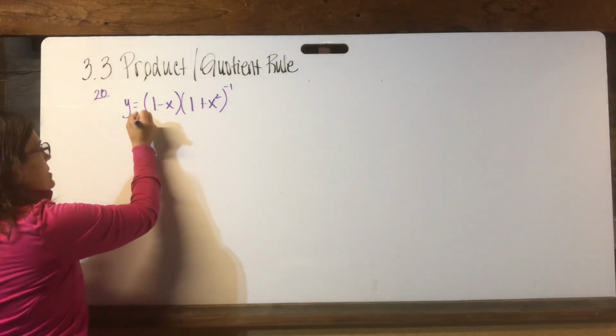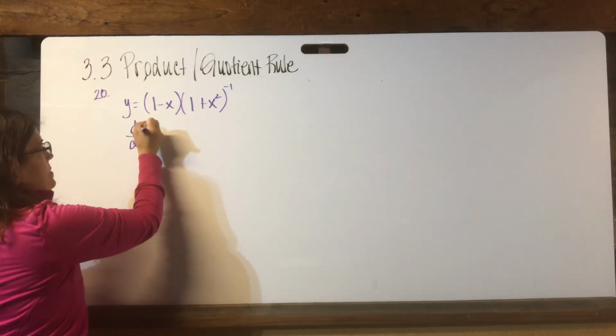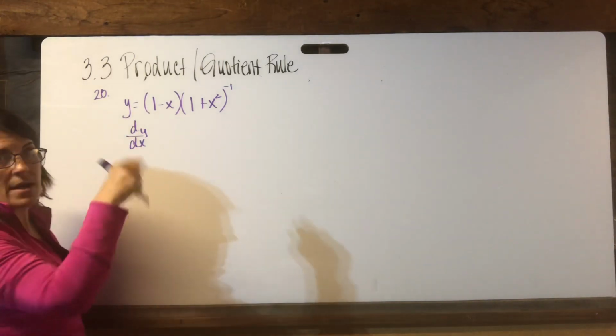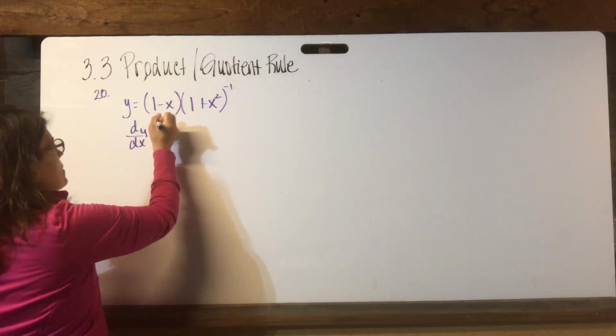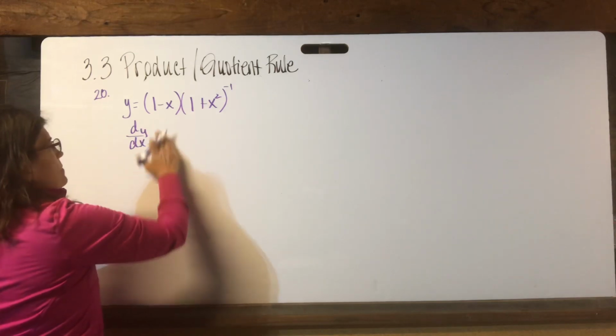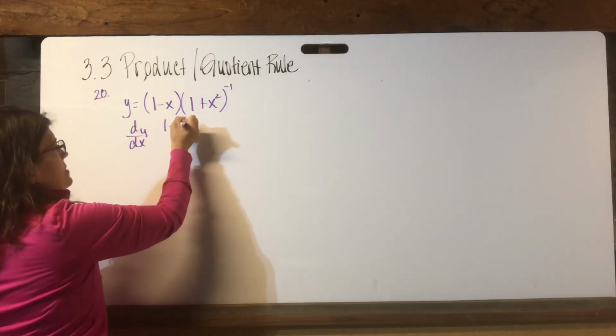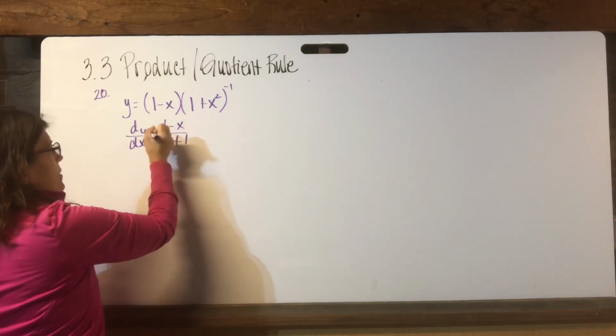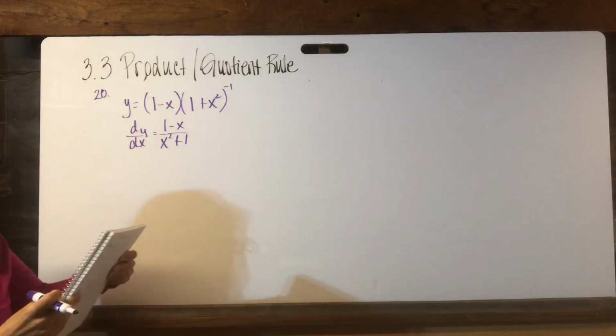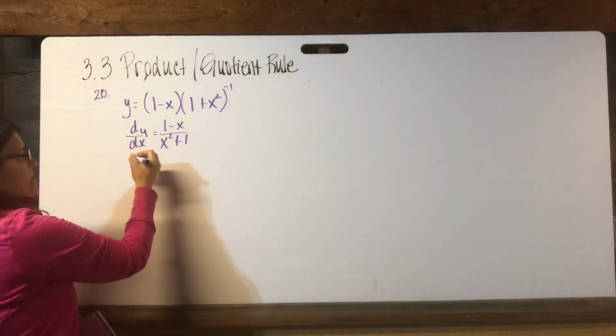So this is going to be find the derivative of y in terms of x of one minus x over x squared plus 1. Okay, so again, I said I was going to skip some steps. I'm just going to set it up for you.